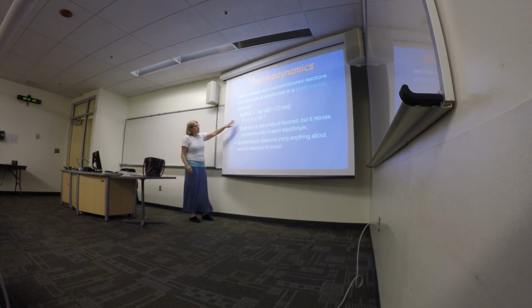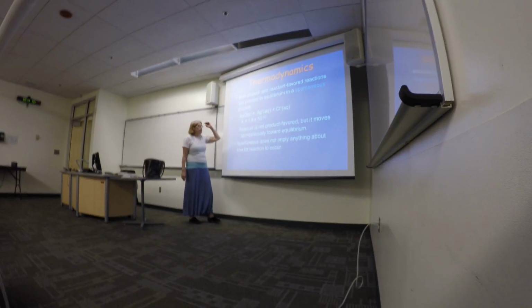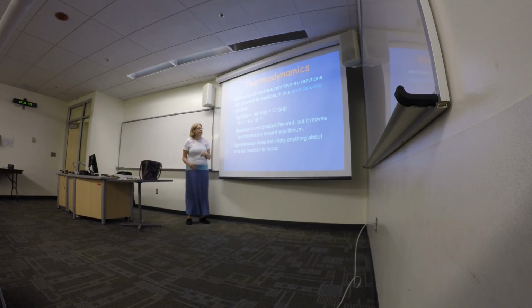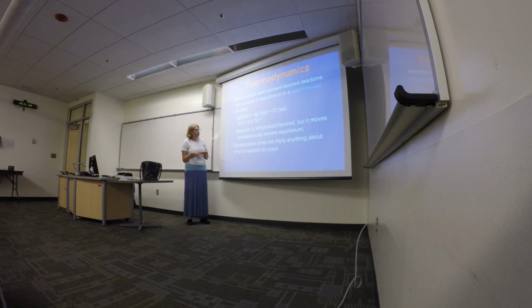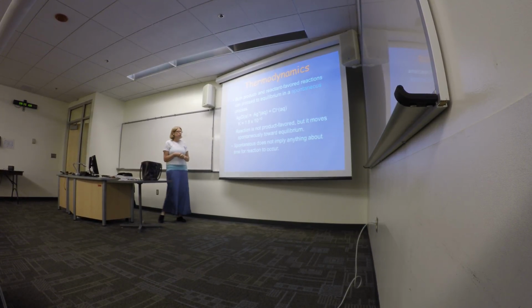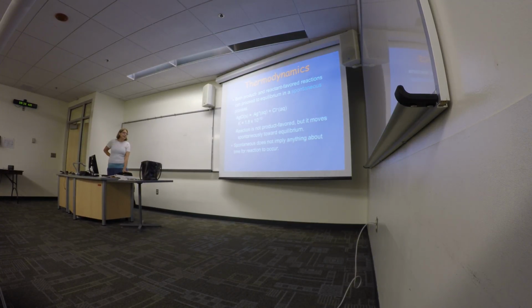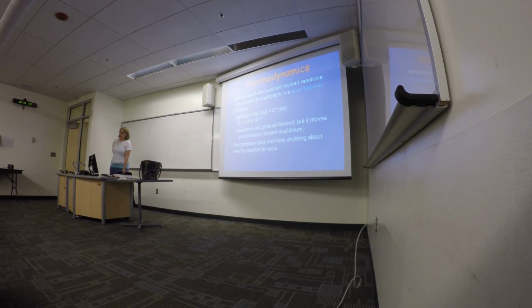So here we've just studied the case of Ksp. We have silver chloride giving silver ion plus chloride ion. Our K is 1.8 times 10 to the negative 10. We would have to agree that this is a reactant favored equation. So the reaction is not product favored, but it does move spontaneously towards equilibrium. And so spontaneous, again, does not imply anything about the time for a reaction to occur. It also doesn't imply anything about whether we have a product favored reaction or a reactant favored reaction.